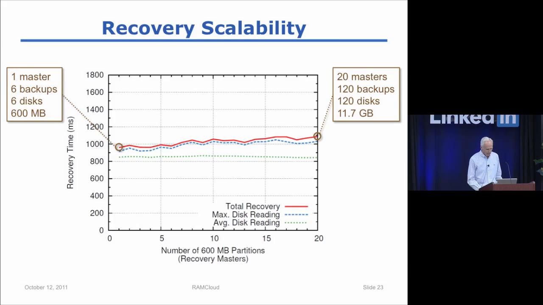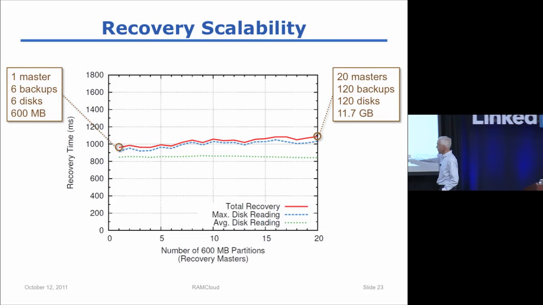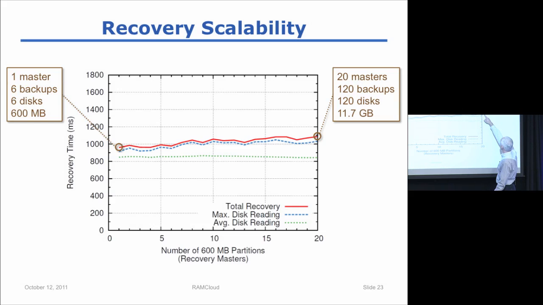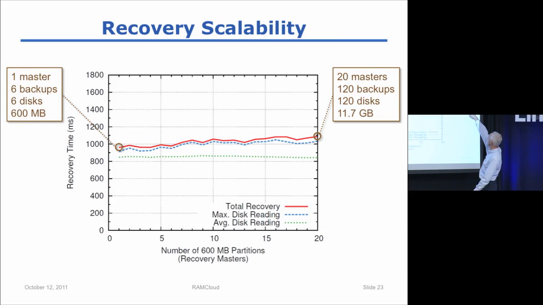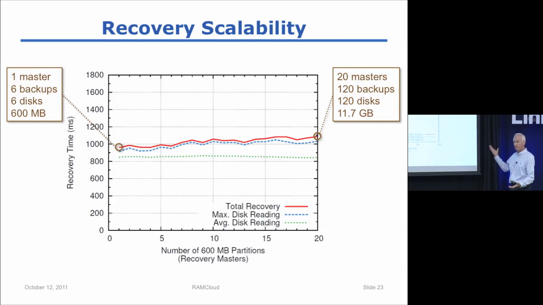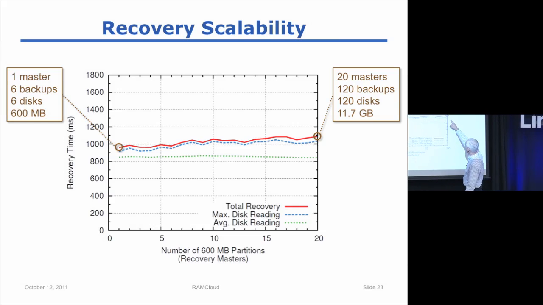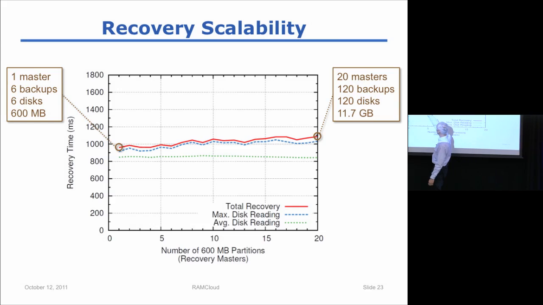That's the hope. And this is the truth. So this is done with disks. Again, over at this point is one partition, one recovery master, 600 megabytes of total space. And then over here is 20 masters, 120 backups, 120 disks. We had to stop at just 20 recovery masters because at that point we'd used all of the 120 disks in our 60-node cluster. So we're out of resources. In this style of recovery, you're limited by the speed of the disks. In fact, you can see the blue line here is the slowest disk.